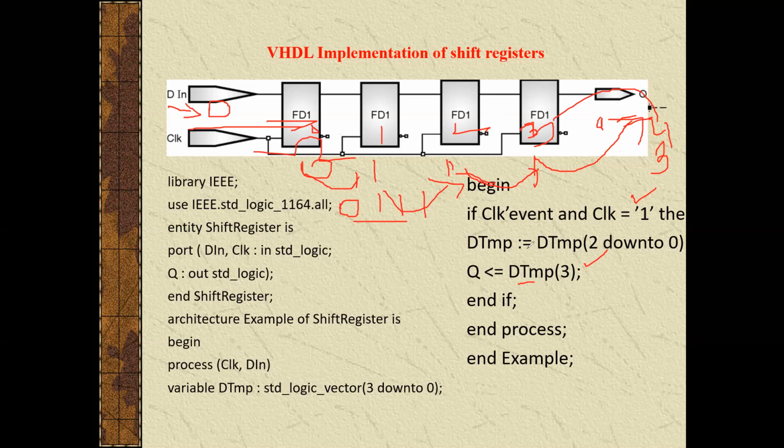So now the data in temp is present up to 2. If this much data is present, then the Q output will be here. And we end the if by using end if and end process, and the example. This end example is the name of our architecture. Here we have given the architecture name example for this entity, and the entity name is shift. So this is the example of how to write the code for a 4-bit shift register.